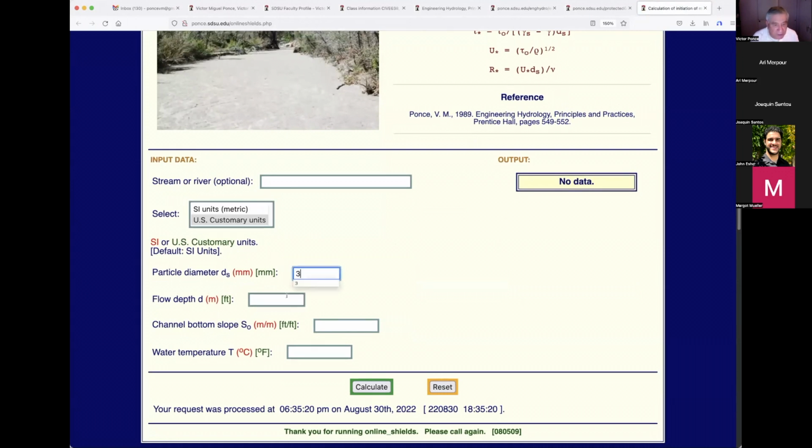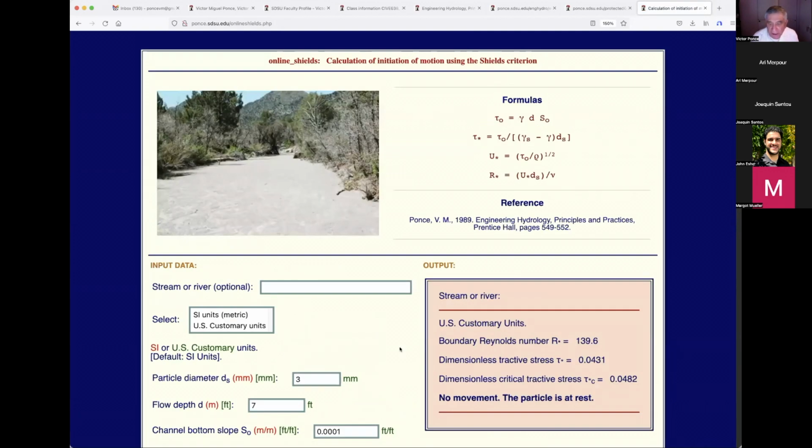Particle diameter was 3 millimeters, the flow depth 7, the channel bottom slope 0.0001, I believe, and water temperature 70. I believe these are the numbers. Yeah, that's right. That's exactly the same example that I had already posed to you earlier today.